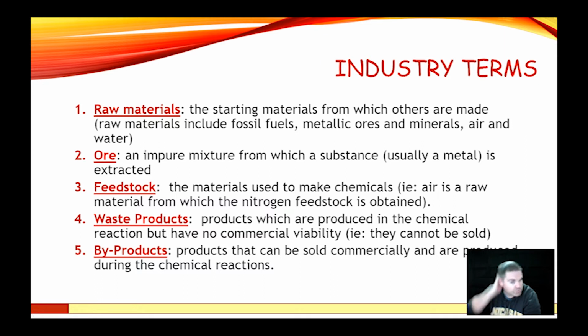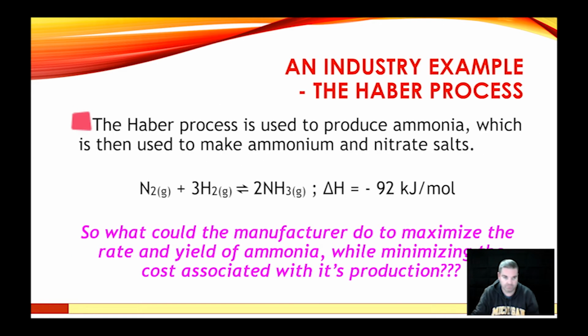We've also got waste products. They're things that, like it says, are waste. We can't use them. They're not viable, so we can't sell them. Then there's byproducts, which can be quite useful. So I'm going to look at two reactions reasonably quickly, looking at how we apply some of these terminologies, but also how we maximise the rate and the yield while minimising the cost.